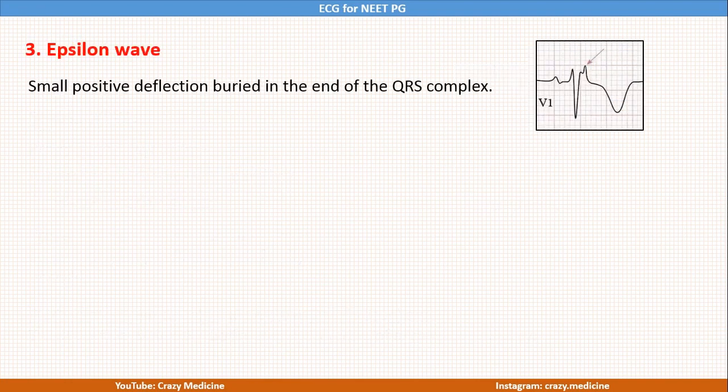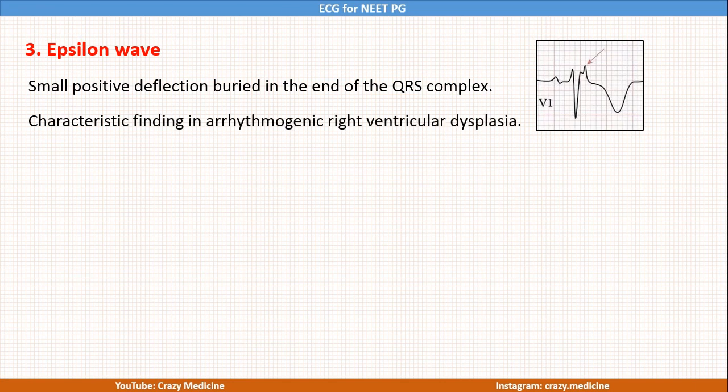Next is epsilon wave. It is a small positive reflection buried at the end of the QRS complex. It is caused by post-excitation of myocytes in the right ventricle and it is the most characteristic finding in arrhythmogenic right ventricular dysplasia.